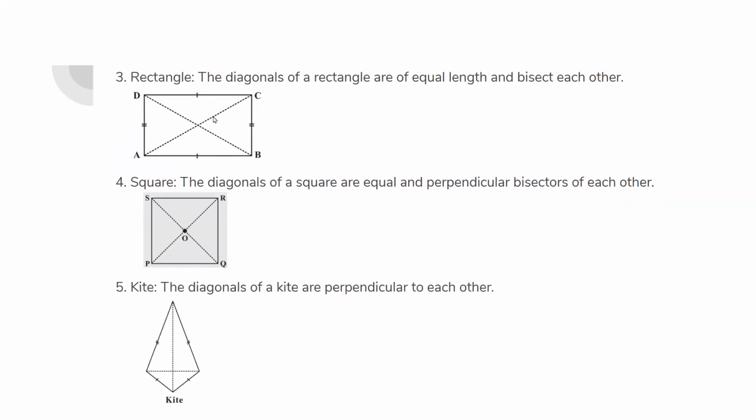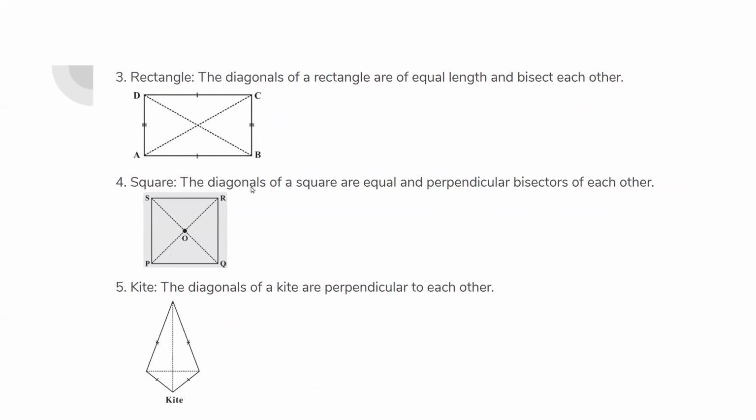Next is rectangle. The diagonals of a rectangle are of equal length and bisect each other. Here in the diagram, AC is one diagonal and DB another diagonal. Both the diagonals are equal and at the same time they bisect each other at the point of intersection.